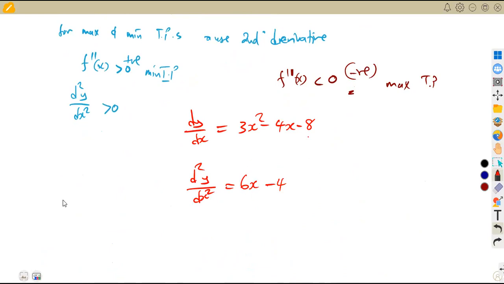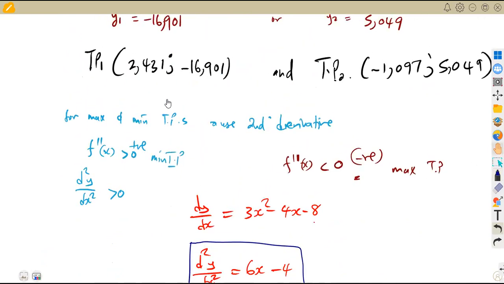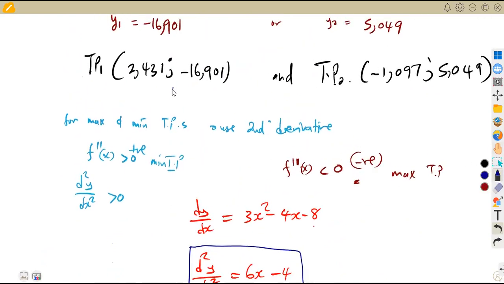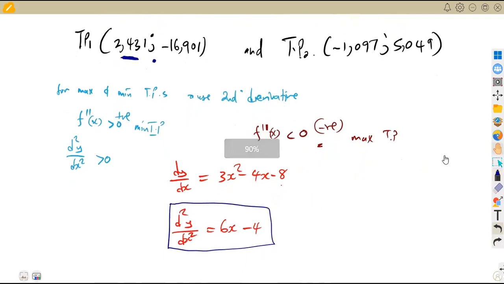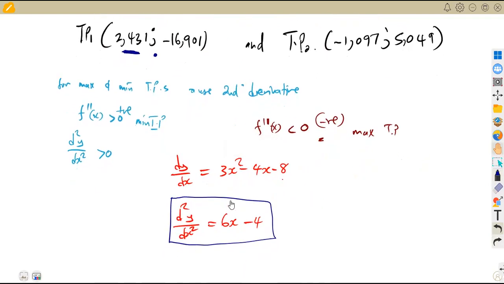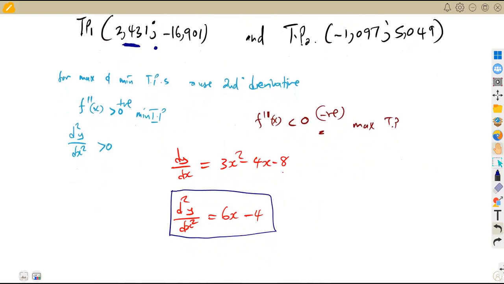That's a 0, which is a constant, all right? So this is our second derivative. In order for us to tell whether this point here, the first turning point, is a minimum or maximum, we are going to need the x value at the turning point, and our x value is 2,431. We are going to test using the x value at that turning point.